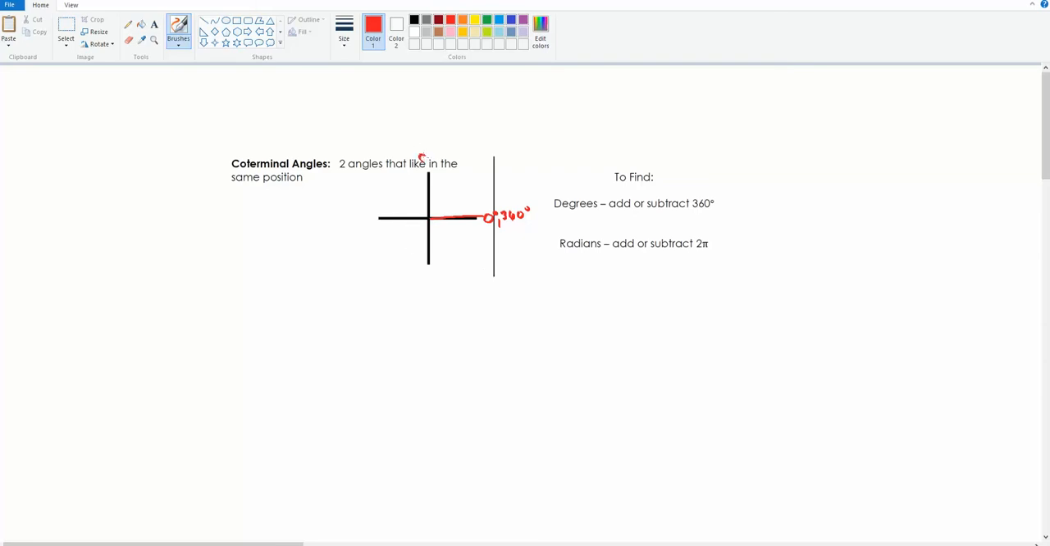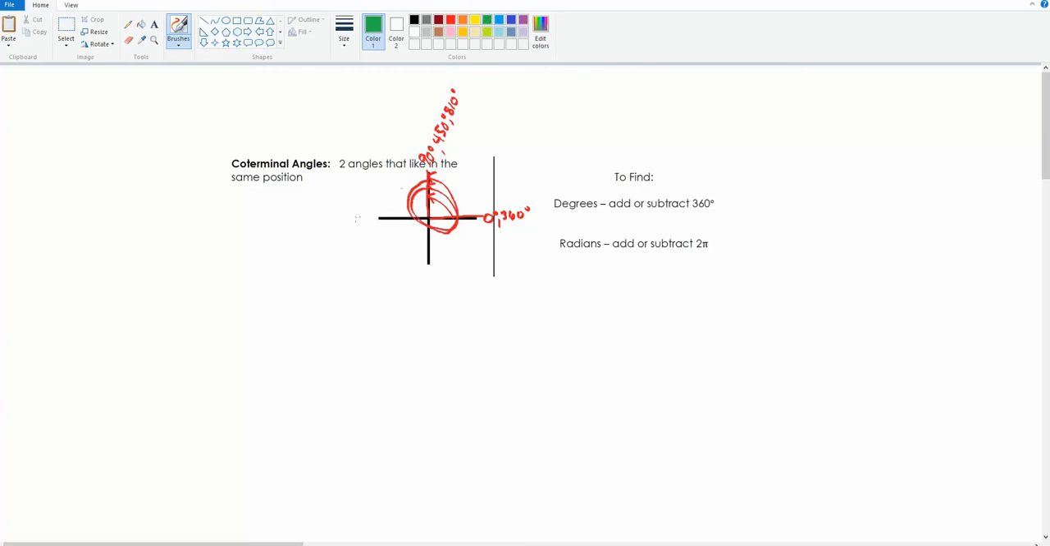Or for example, 90 degrees. The 90 would be this one, but if you went another full circle, what's 90 plus 360? Well, it would be 450. So these are coterminal angles because they end up at the same place. And if you went another time around, then that would be 810. All of these are coterminal angles. As you can see, every time you go around a circle, you get another coterminal angle.